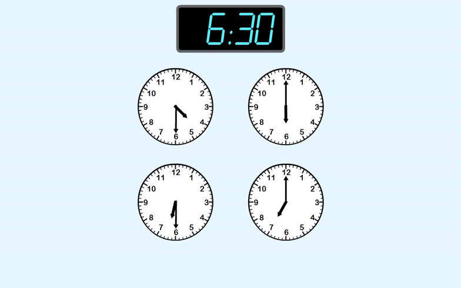On this clock, the short hand is between 6 and 7. And the long hand points to 30. That's 6:30, so we choose this clock.